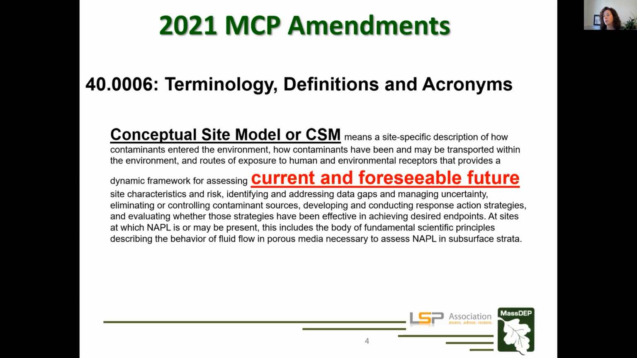In 40.0006, in the conceptual site model, the routes of exposure to human and environmental receptors that provide a dynamic framework for assessing current and foreseeable future site characteristics.